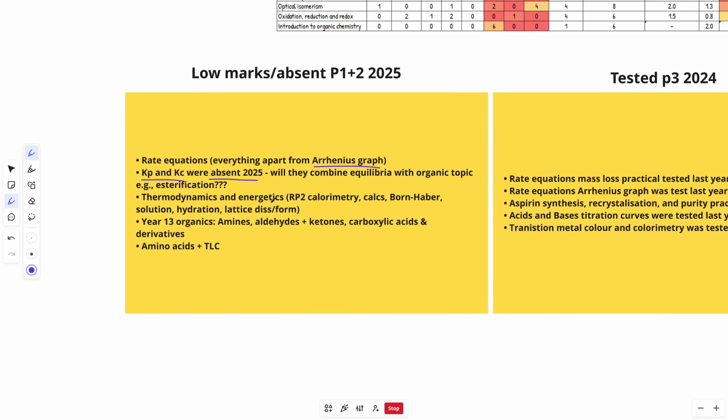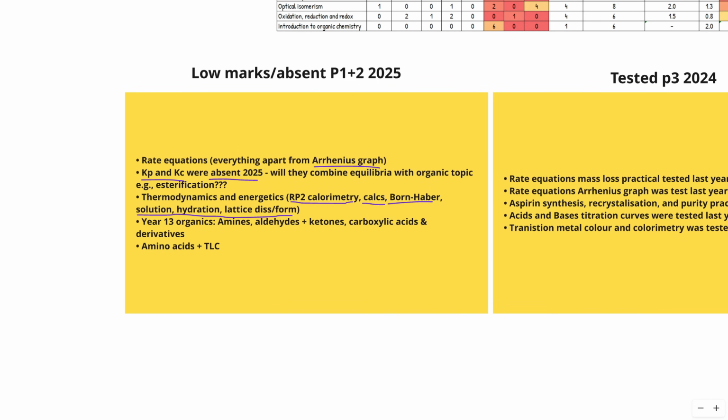Next up, thermodynamics, energetics. So you've got the required practical 2, calorimetry, you've got all the calcs associated with it. You've got the Born-Haber, okay? Then you've got the solution, hydration, and lattice dissociation or formation enthalpy. So you've got the equations that go with that, the Hess cycle, the calorimetry experiment as well. So there's a bunch of stuff they can combine for thermodynamics and energetics.